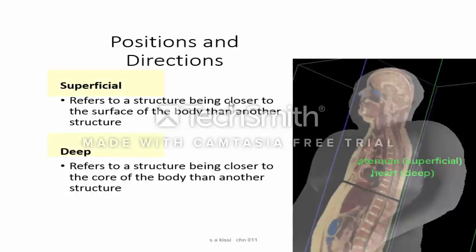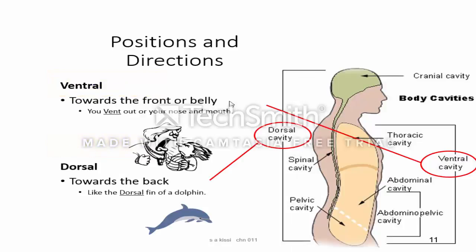Superficial and deep. Structures that are closer to the surface are said to be superficial. So we can give an example as the sternum is superficial to the heart, and then the heart is also deep to the sternum. Ventral and dorsal are synonymous with anterior and posterior. Ventral is synonymous to anterior, and then dorsal is synonymous to posterior.